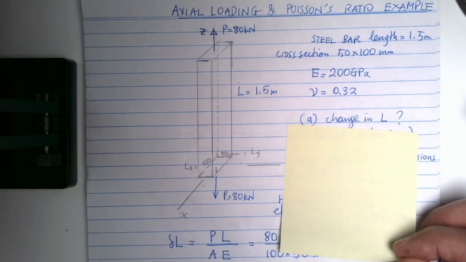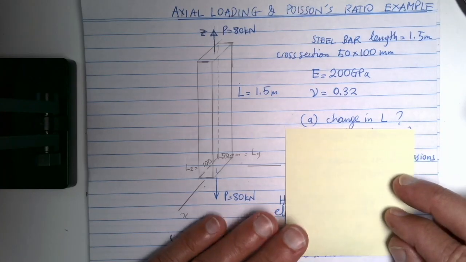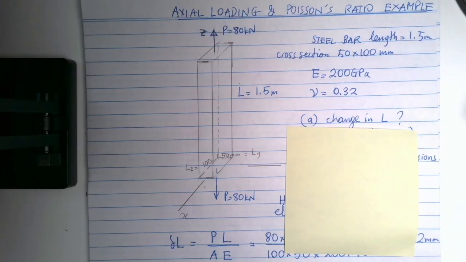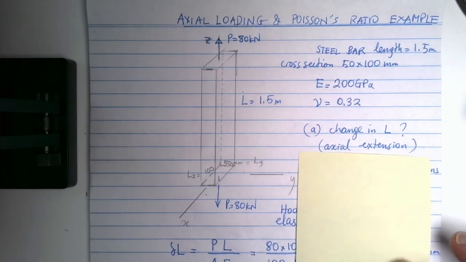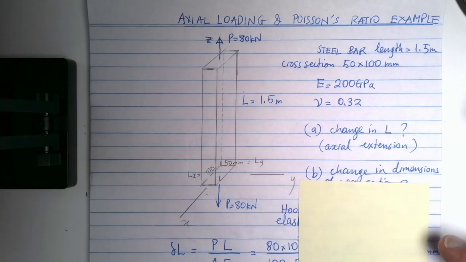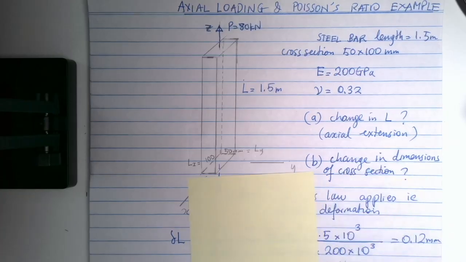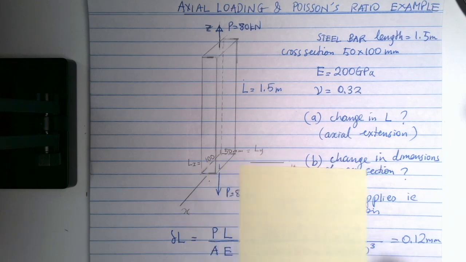What is the change in length? The 80 kilonewtons we apply, we're assuming that it is in the elastic range, so the Hooke's law applies. So we're looking for axial extension or extension in Z direction along the applied load. Part B, change in lateral dimensions. Change in X, that is delta X, and change in Y, delta Y. What is delta X and delta Y?